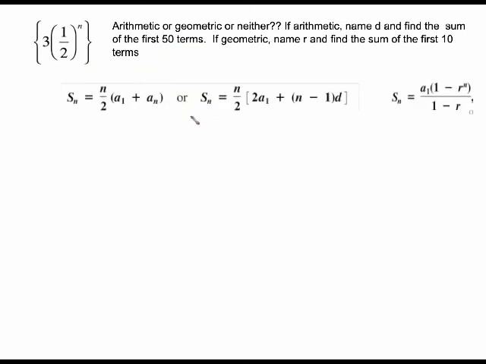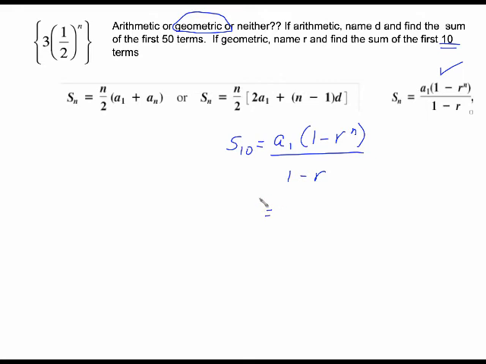Now let's take a look at the geometric example here. It says arithmetic or geometric. We know it's geometric based on what I just taught you. It says if geometric, name R and find the sum of the first 10 terms. The reason I just did 10 there is that when you raise something like this to a huge power, it's going to round off, and we don't want that to happen. So we're going to just do 10 terms just to show you how this works. So I'm looking for which of these is my geometric sum formula, and it's this one right here. So I'm getting ready to do S sub 10, which will equal A sub 1 times 1 minus R to the n all over 1 minus R.